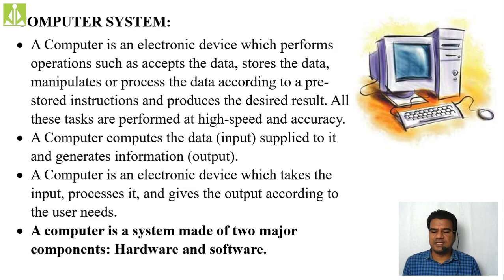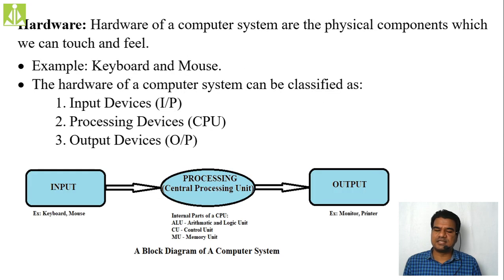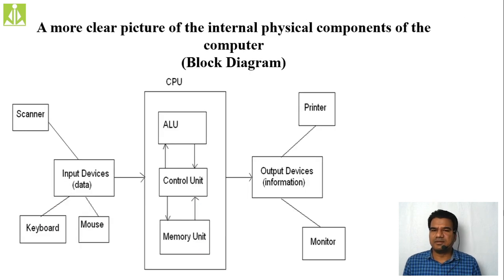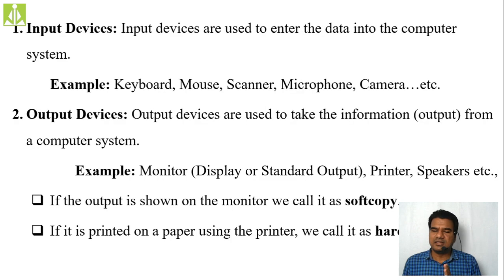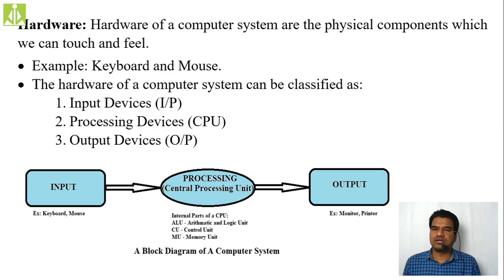So the next thing is, first we have seen the categorization of hardware and software. The computer is divided into hardware and software. Then we started the study of hardware, and inside hardware we have seen the block diagram of the computer in terms of hardware. Then we have seen a more clear picture of the block diagram. Inside this block diagram we have input devices, output devices, and the processing unit. We have to discuss these three as well.